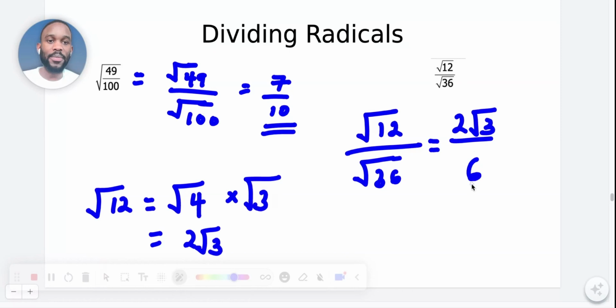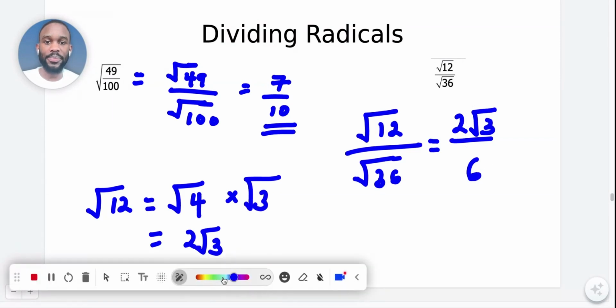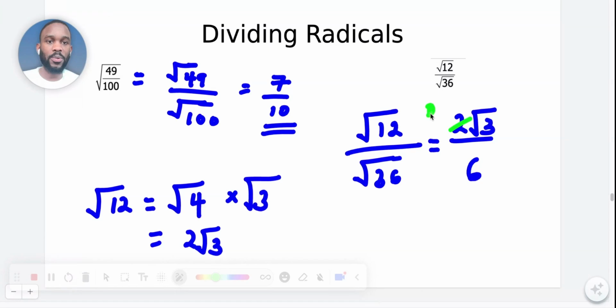But you see, these numbers outside the root can reduce each other. This is what I mean: 2 divided by 2 is 1, and then 6 divided by 2, you get a 3. So you end up with root 3 out of 3 as your answer.